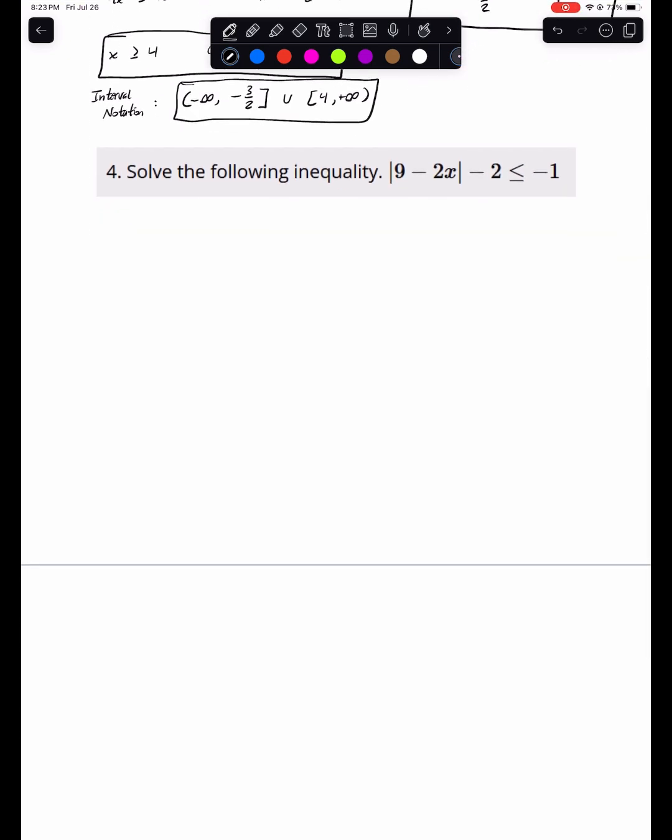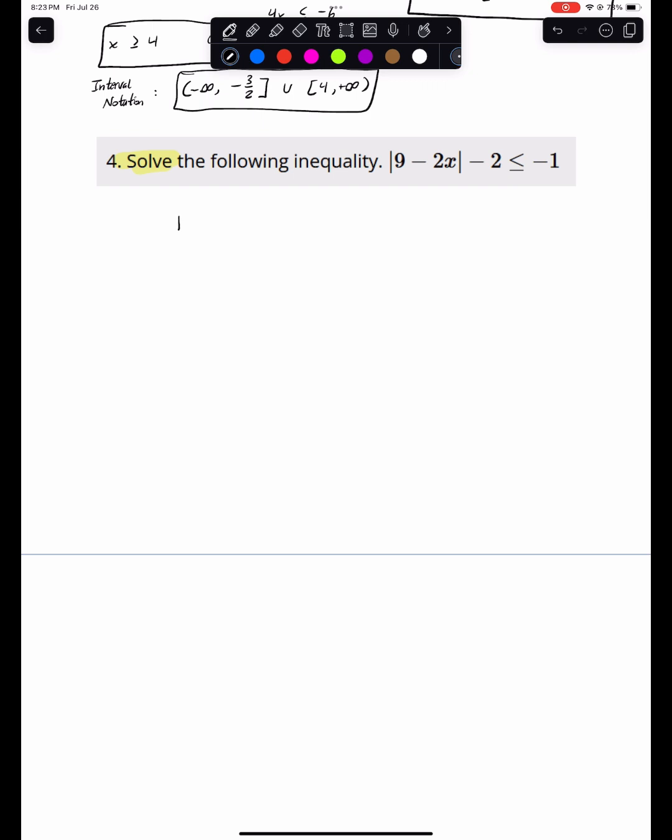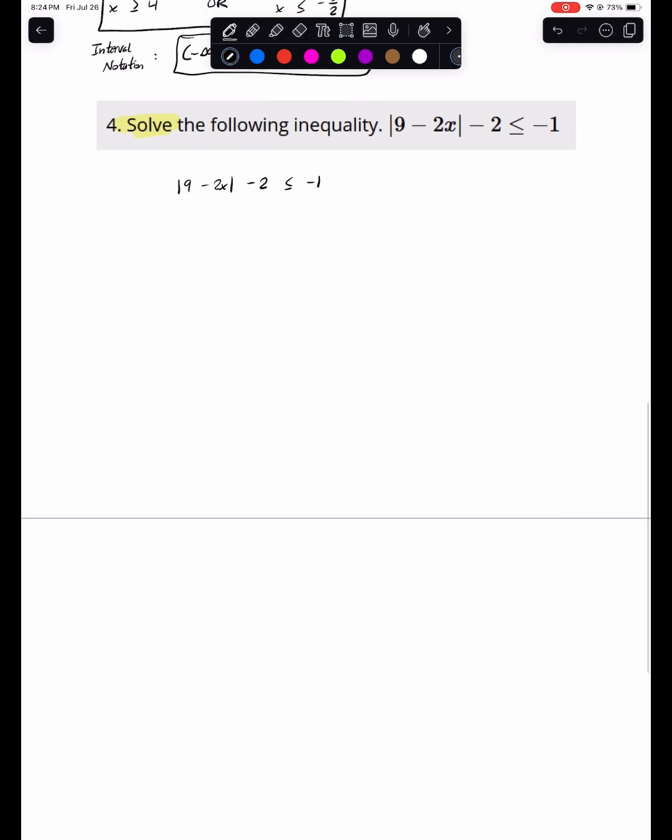All right, so number 4, once again, we are solving, okay? Now we have 9 minus 2x, all in absolute value, minus 2 is less than or equal to negative 1. First things first is I'm just going to add the 2. I want to put absolute value by itself. It simplifies my life just a bit. So 9 minus 2x greater than or equal to positive 1.